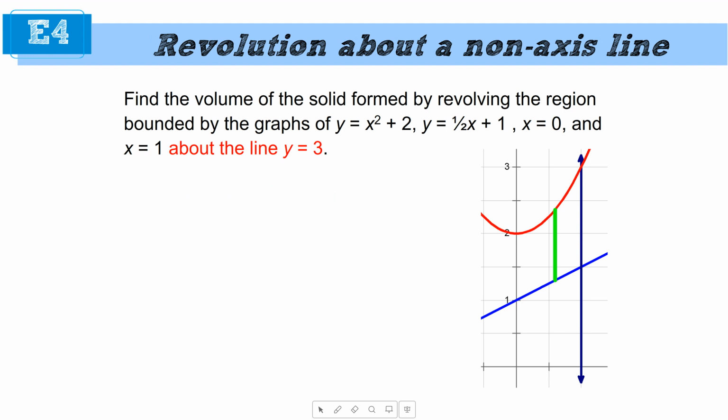So what's going on there? Well, I've got a parabola. It's in red, x squared plus 2. I've got a line, 1/2 x plus 1. And I'm bounding a region between x equals 0, also known as the y-axis, and x equals 1, the vertical line through 1. But now I'm revolving around the line y equals 3. Yeah, this is going to be fun. In other words, my axis of revolution is right there.